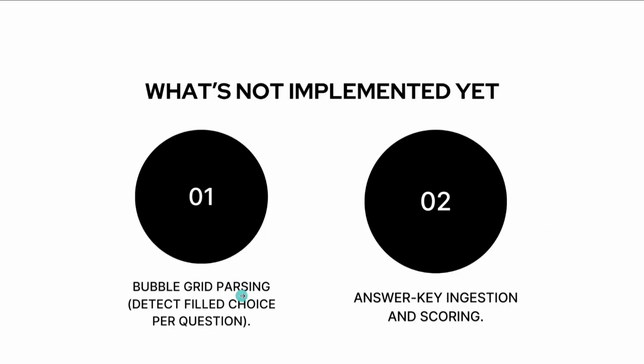Now, what we haven't implemented yet in our prototype is the bubble grid parsing, which is how we will detect what choice was filled in on the sheet, and the answer key ingestion and the scoring. Obviously, since we haven't been able to detect which bubbles have been selected, we also can't grade the test and find out if the selected answer is the correct one or not. These are the two steps that we are missing for reaching the completion of the project.